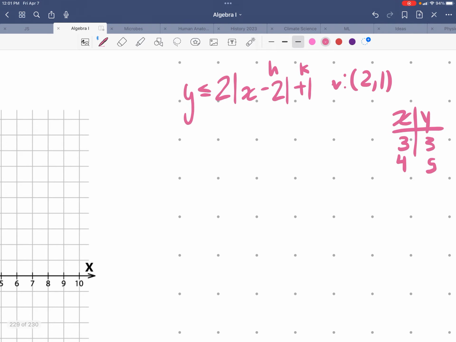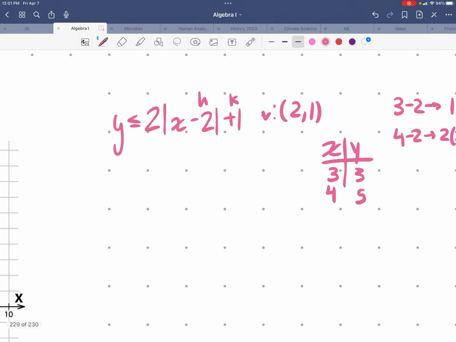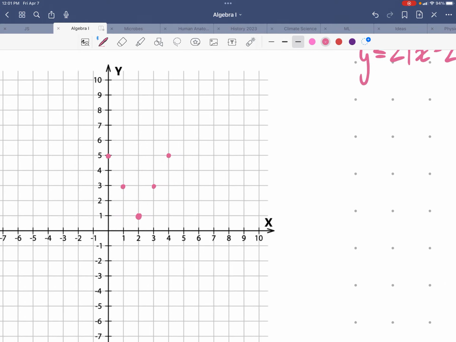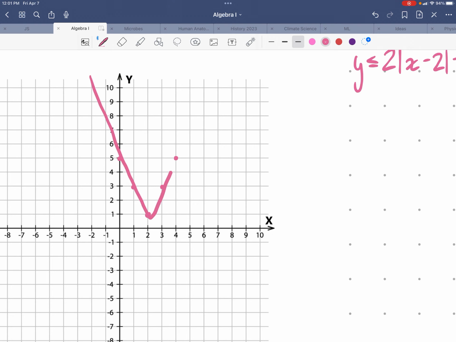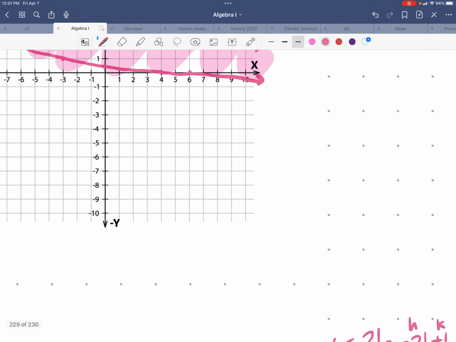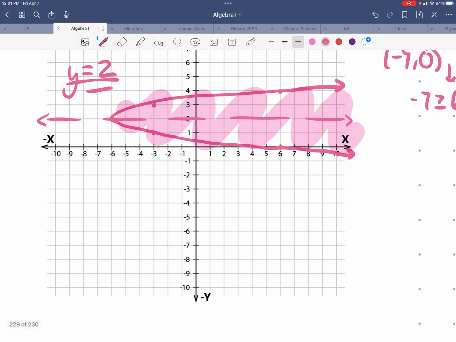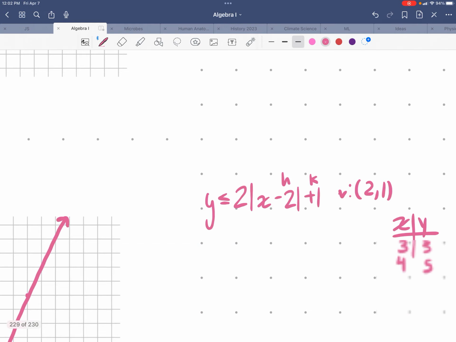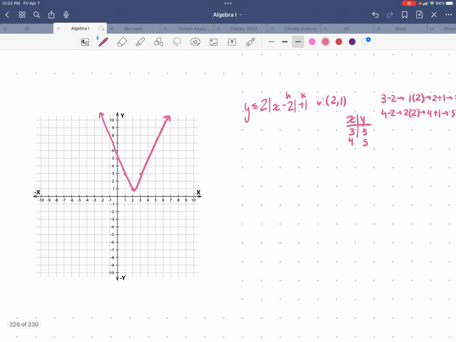And since our inequality uses less than or equal to, we will use a solid line. And keep in mind that for vertex forms with absolute values, we will always use a pointed edge for where we curve from the vertex, instead of the rounded edge for vertex forms with parentheses.